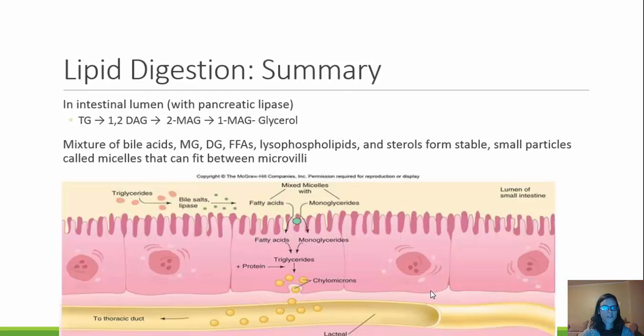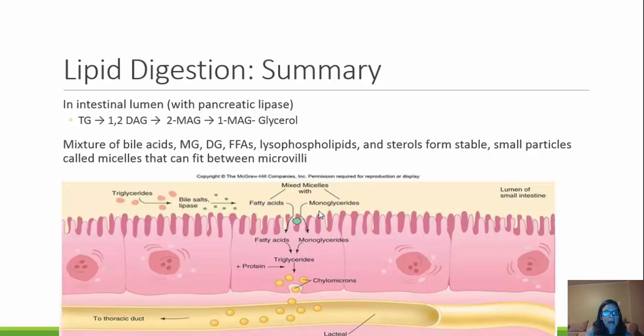Okay, so just to summarize what we've talked about already, in the intestinal lumen, with the help of pancreatic lipase, triglycerides are degraded into 1,2 diglycerides, and then to 2 monoglycerides and then to 1 monoglyceride and glycerol. So we have our triglycerides, we have our bile salts and our lipases from the pancreas and gallbladder. And so then we have degradation into the monoglycerides and our fatty acids.